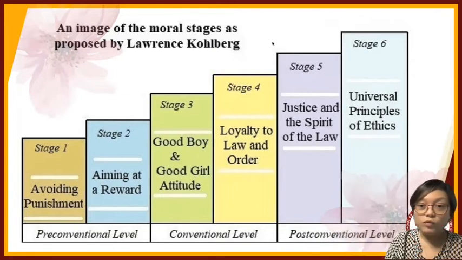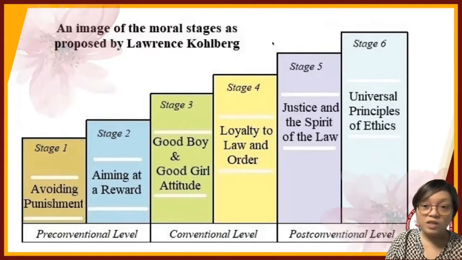Now, when we move to the next level, which is the post-conventional level, this is where we will see the final 2 stages of moral development. Stage 5 is justice and the spirit of the law. We abide by the rules, we follow the law because we believe in justice, we believe in fairness, and we believe in the spirit behind the law.